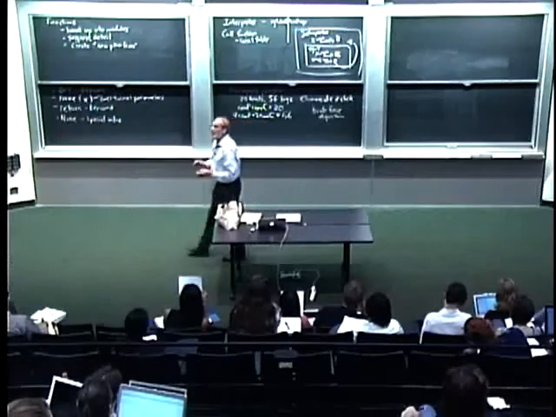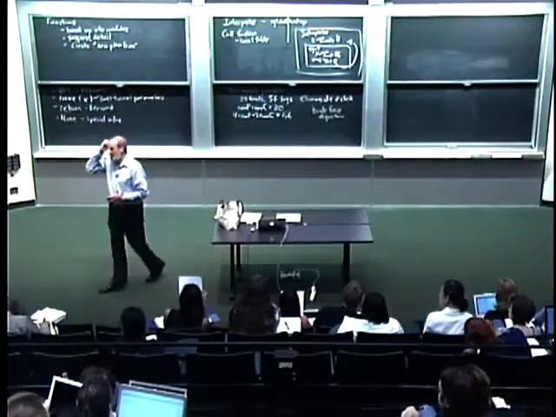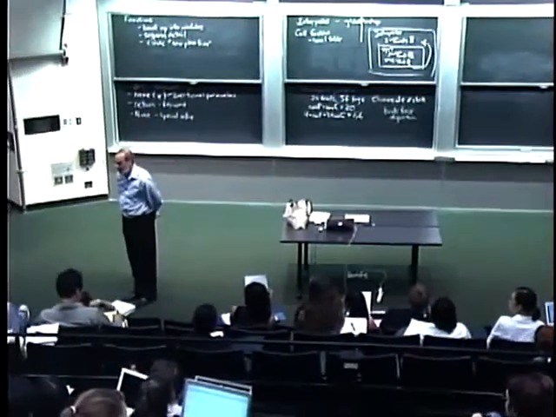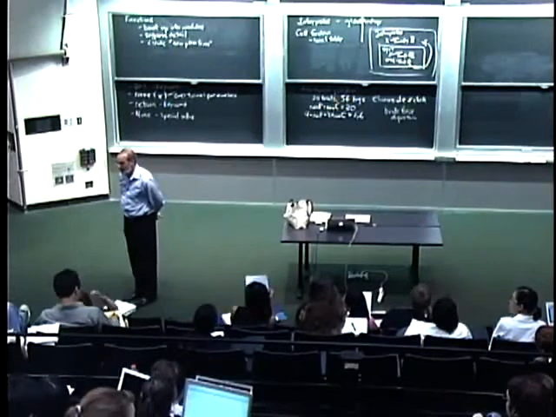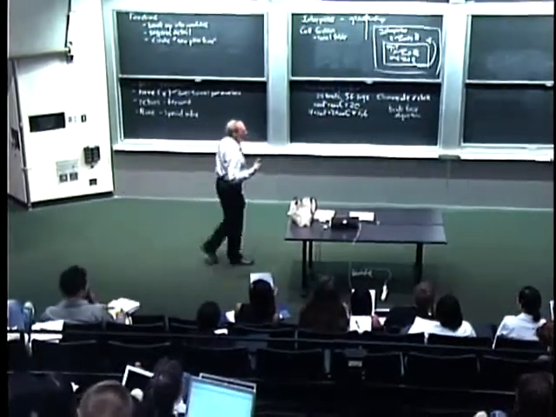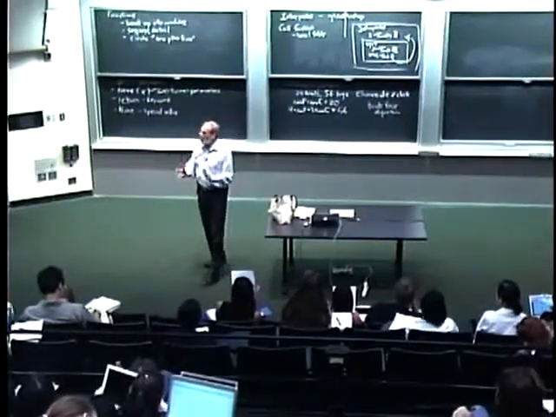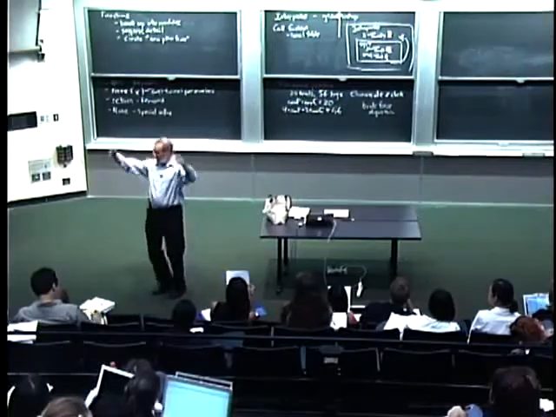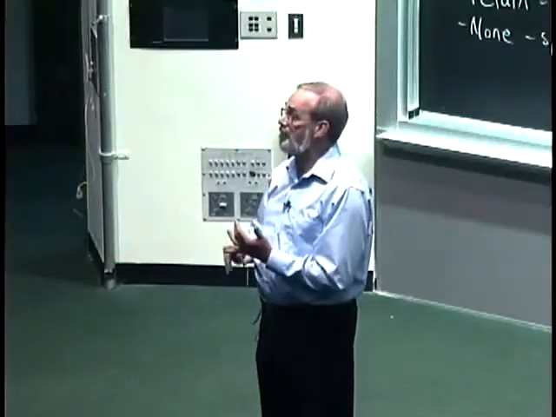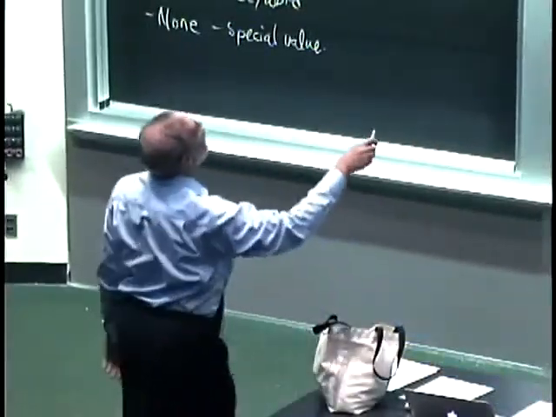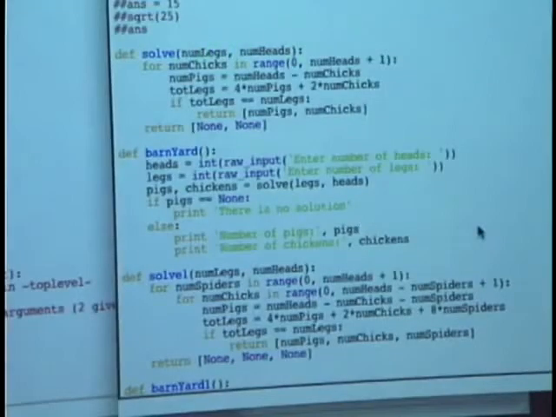Question? When it returns, like when your solve function returns, if it's only local, then how come barnyard can see what it's returning? The question was, when it returns, how does it distinguish between local and other things? Let me try and answer that. Inside of solve, solve creates an environment where it has bindings for the parameters it's going to use, like number of legs and number of heads. Those are bound locally.